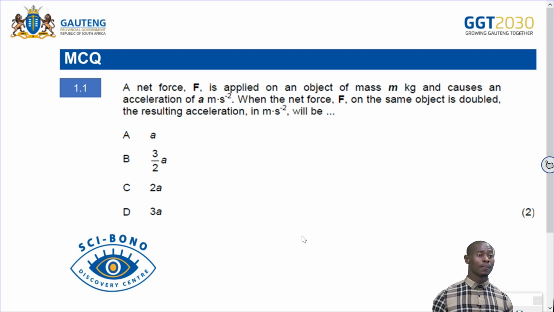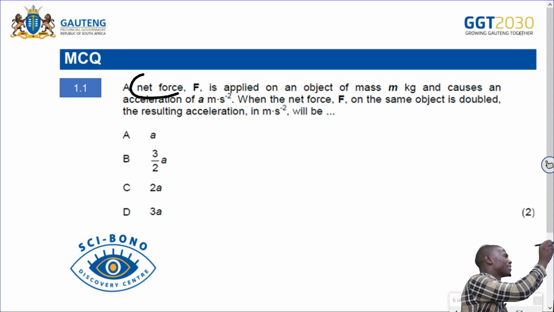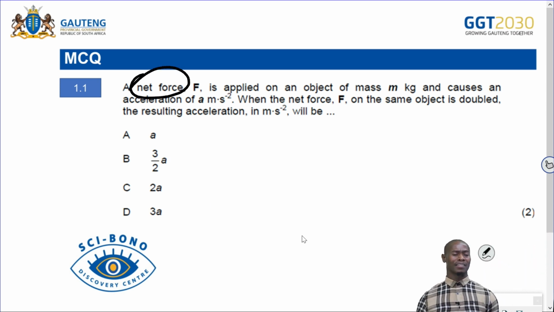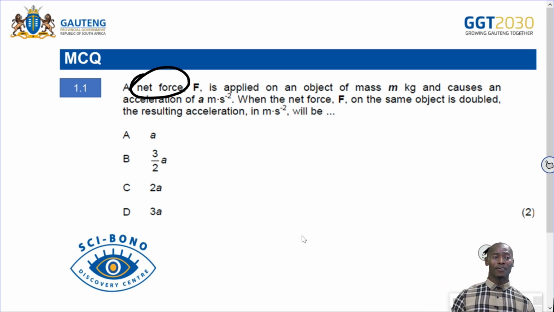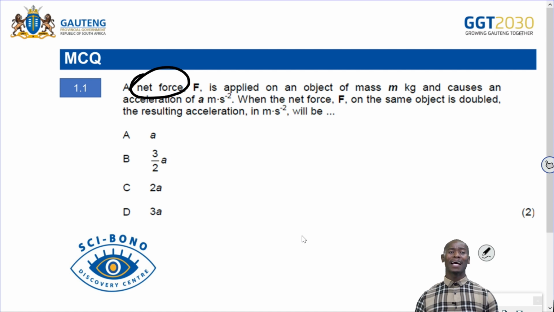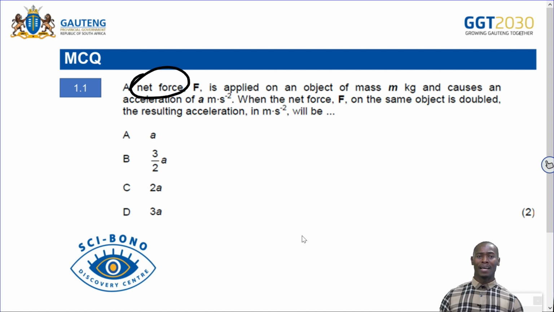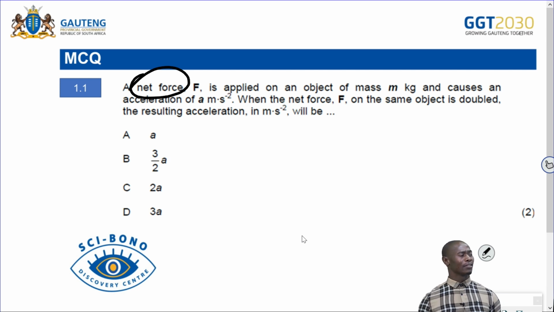So let's look at this question, a net force. Here they're talking about the net force. All of us know by now what net force is. Net force is also the resultant force, which is the sum of the forces acting on an object. Then the net force F is applied on an object of mass m and causes an acceleration of a meters per second squared. So you can tell that here I'm dealing with Newton's second law of motion.